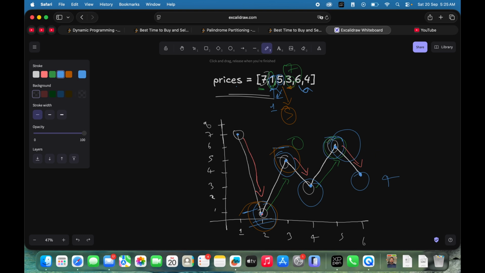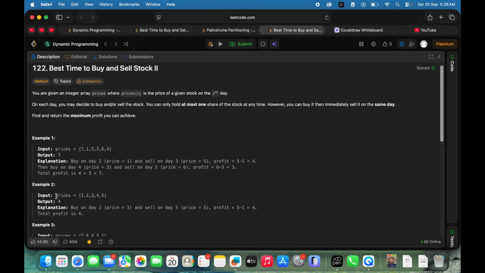So I can definitely sell on the 6 because that is going to be more profitable. If I keep holding through 6 and sell on 4, I'm going to make a loss, right? So it's better to sell on the 6 or on this position. Simple. But we also have the second example where the prices are continuously increasing.